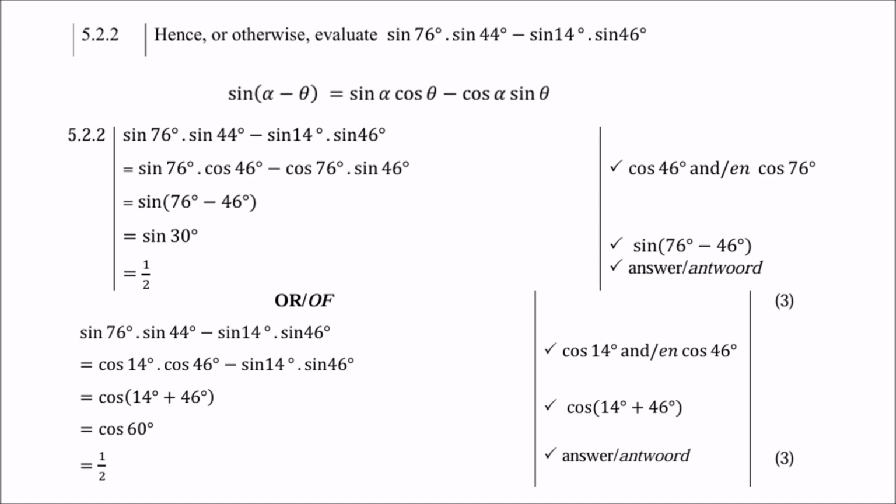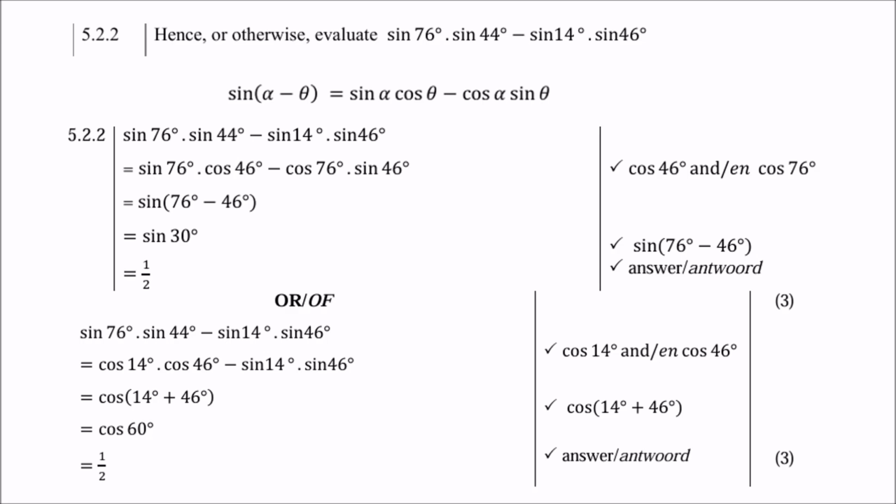Or alternatively, you can do the same, but this time you can change 76 to the cos of 14, also subtracting it from 90. And of course, you can also replace sine of 44 with cos of 46 by subtracting it from 90. Either way, it doesn't matter. You'll get now 14 plus 46, which is a cos of 60, which is also a half.